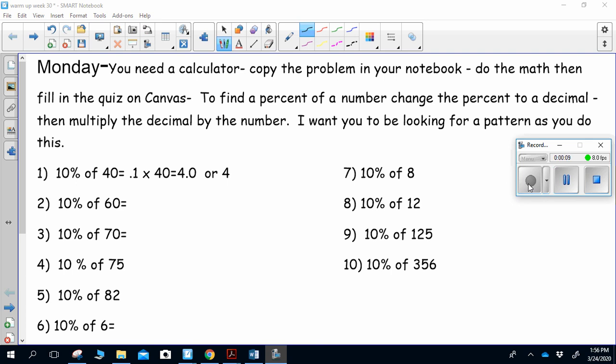To find the percent of a number, change the percent to a decimal, then multiply the decimal by the number. Make sure you're looking for a pattern because that's the last thing I'm going to ask you about.